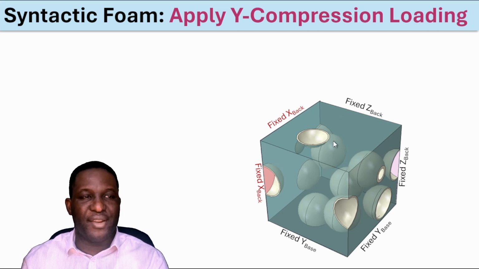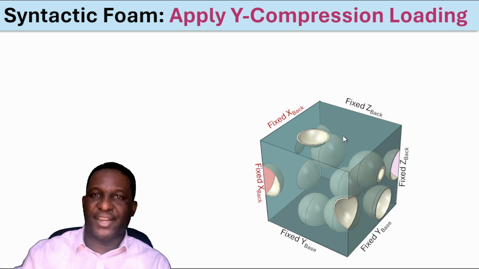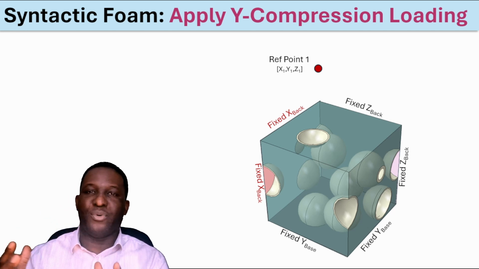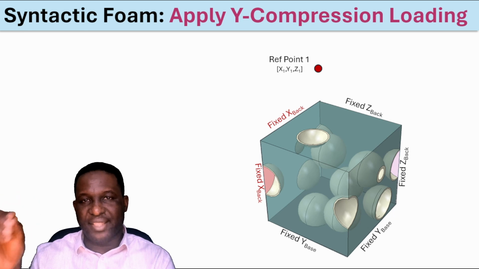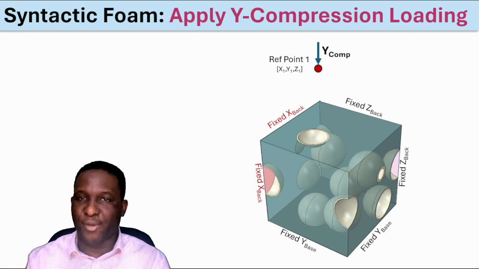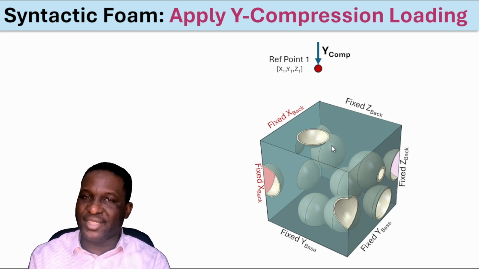Some people will just go directly on the surface of interest and apply the loading. But I'm going to actually apply the load at a reference point. So the first thing here is to identify a reference point. So I'll probe within the model, find the reference point somewhere away from the model, and then identify that as a reference point, and then apply the Y compression load on that point. However, it is not making any connection with the system of interest.